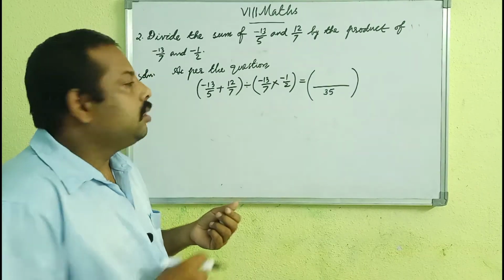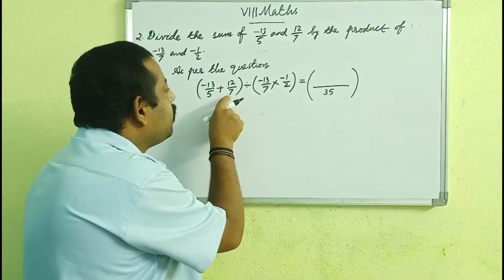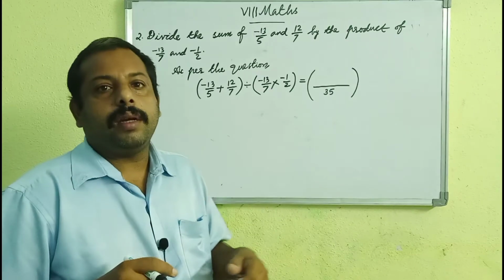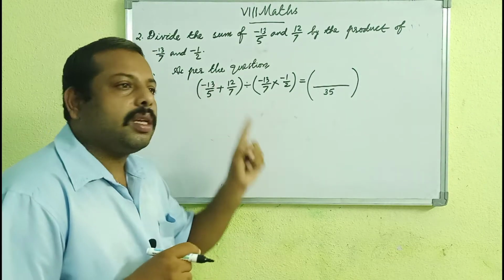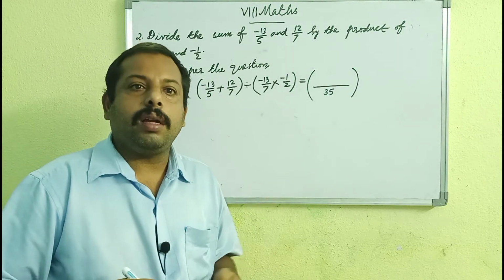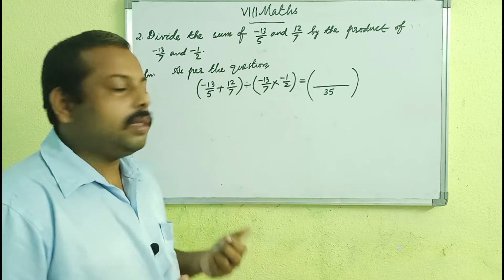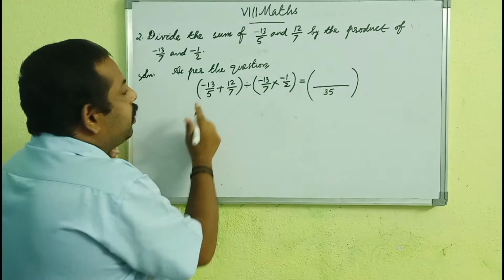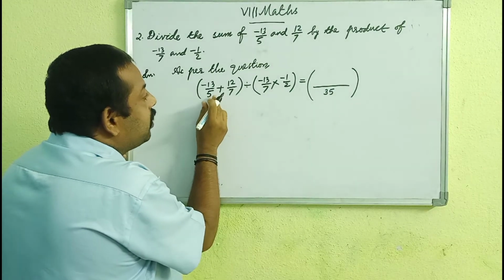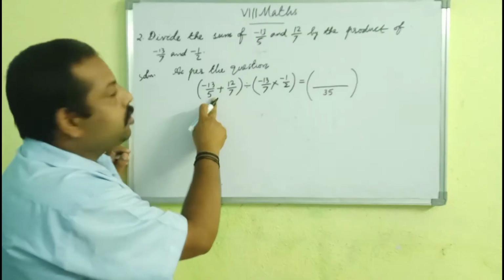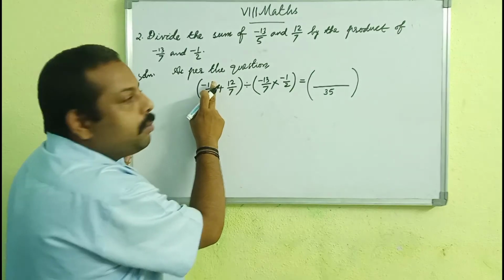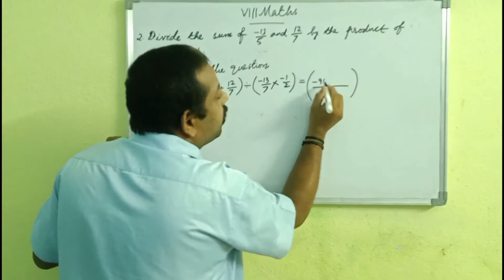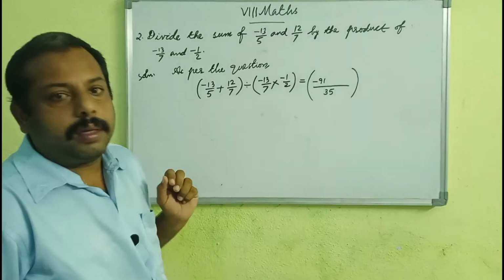Because the LCM of 5 and 7 will be the product of 5 and 7, because both 5 and 7 are prime numbers. They do not have any common factors other than 1. So we write the product as the LCM. 5 should be multiplied by 7 to get 35, so minus 13 also should be multiplied by 7. Whenever you multiply minus 13 by 7, you get minus 91.